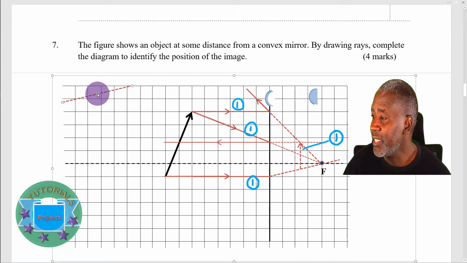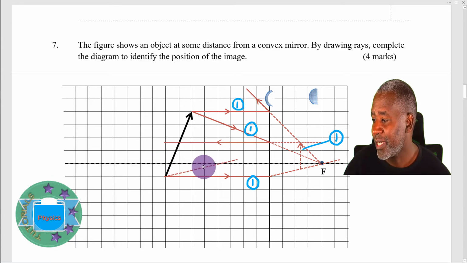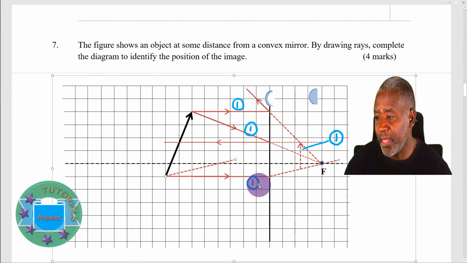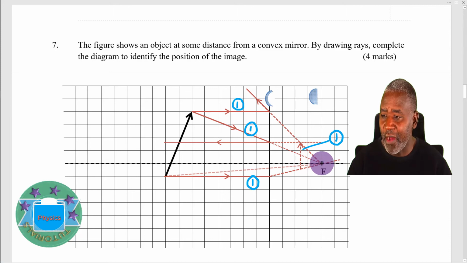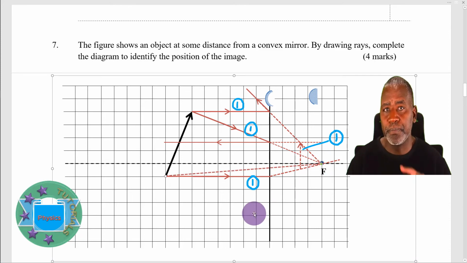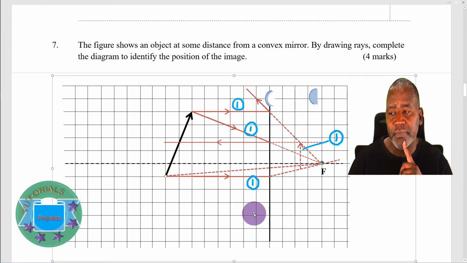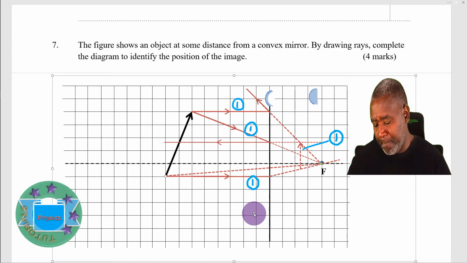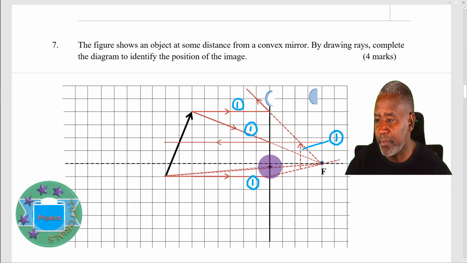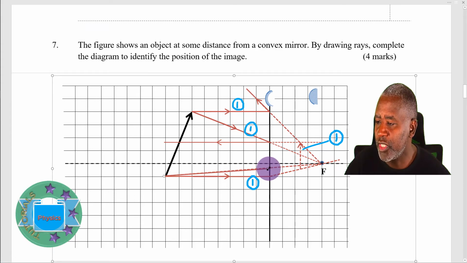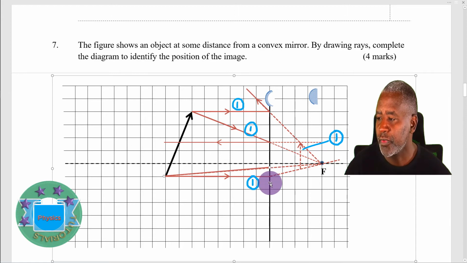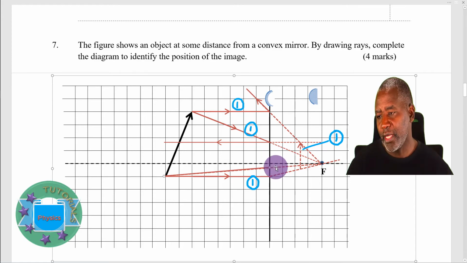So I'm going to get this ray here that starts from here and appears to pass through F. That is how I will align my ruler, like that. Now that ray must be solid, as far as that ray must be solid all the way up to this point. It must be solid and then dotted like that. So that ray will move like that.